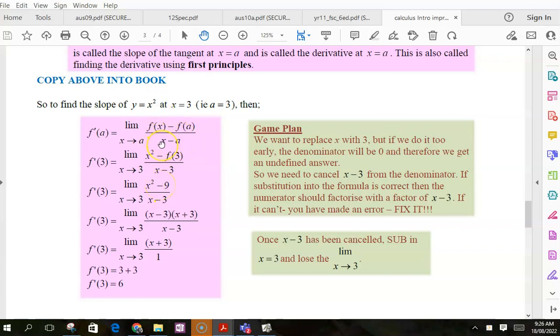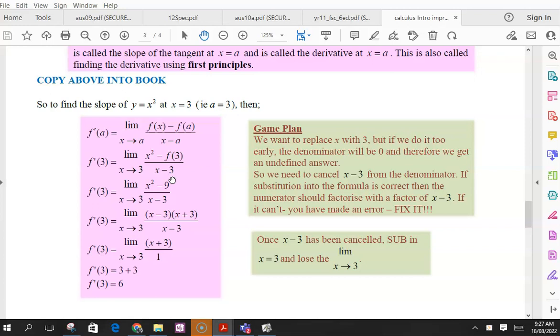Downstairs, it's your difference of your x value. And again, it's x take the value that we want, 3. So far, so good? Your goal is you want to replace x with 3. Yeah? Because you want it at that point. Can I do it now? What would happen if I replace x with 3 right now? I have a 0 down the bottom on the denominator. Can I have that? No, it's going to be undefined.